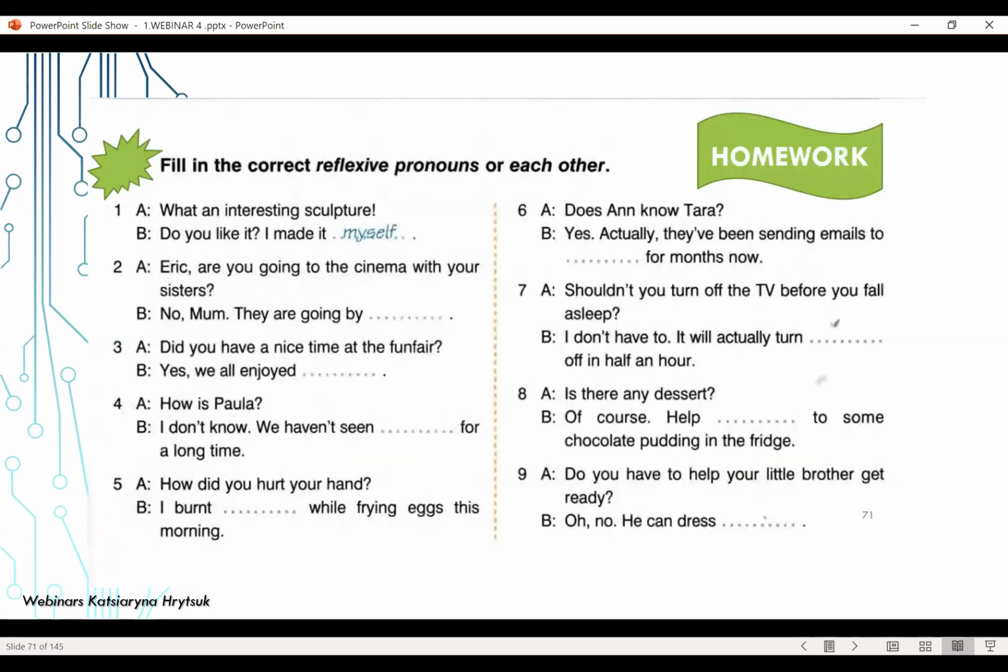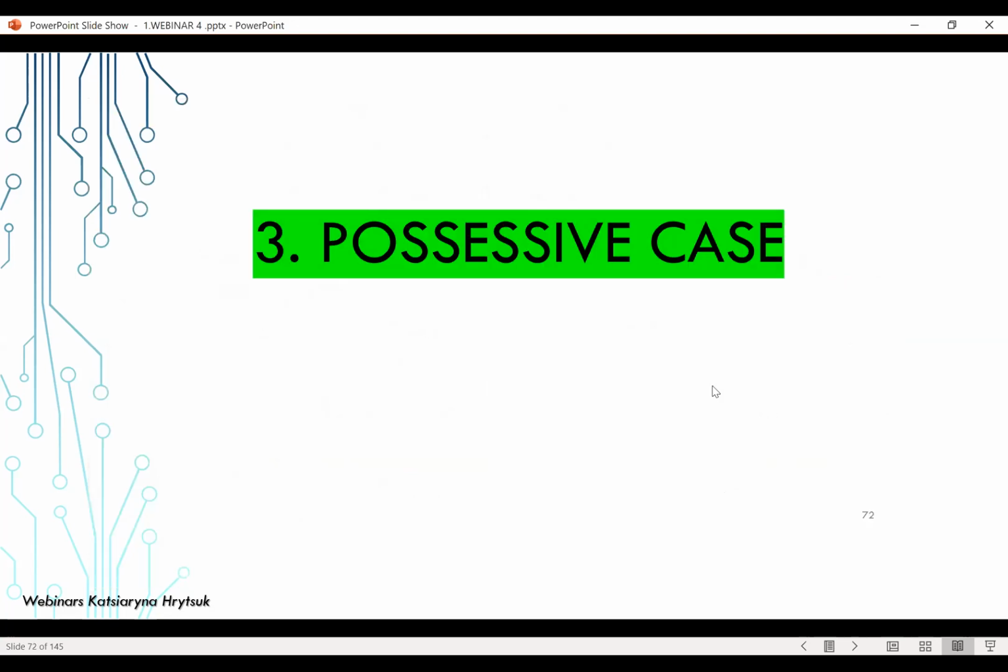Homework. Homework about our reflexive pronouns, and here you will see together with each other. Okay, so this is slide 71. Slide 71 only. Next, topic 3 for today, possessive case.